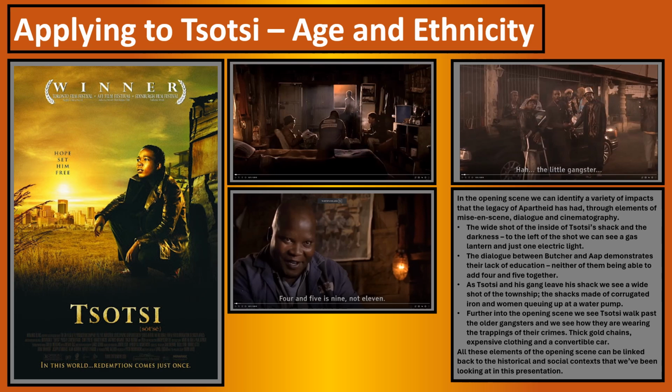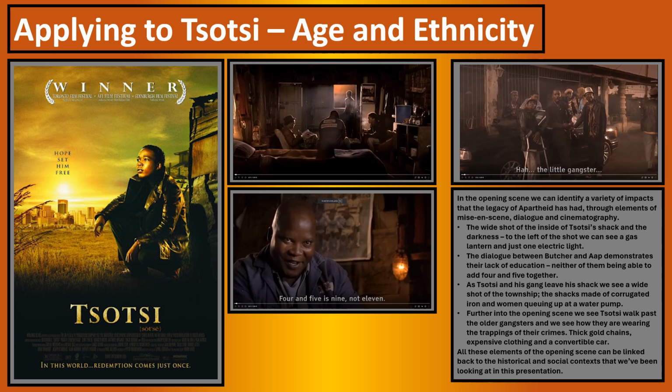We also can look at the dialogue between Butcher and App and the fact that they can't add 4 and 5 together, something that we would associate with learning very early on in primary school, demonstrates their lack of education. And again, that is an impact of the legacy of apartheid, where there are no educational opportunities for black Africans, so they are not getting the same level of education that we would expect them to have. Even the most basic addition is beyond them.